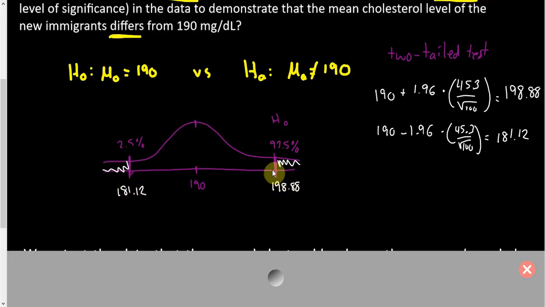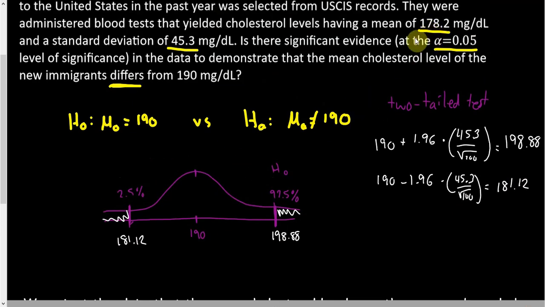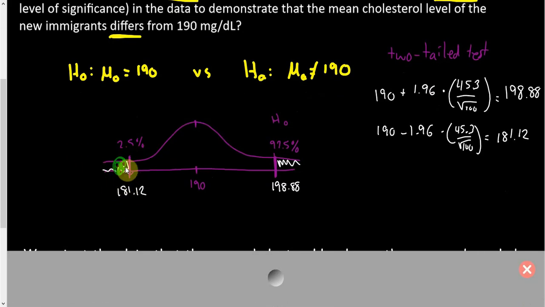And that is where they belong. So now I just look to see where my data falls. So let's see, what did we collect as data? 178. So where does 178 fall? Oh, that falls over here. That is in the rejection region. So what that means is we can reject the null hypothesis.